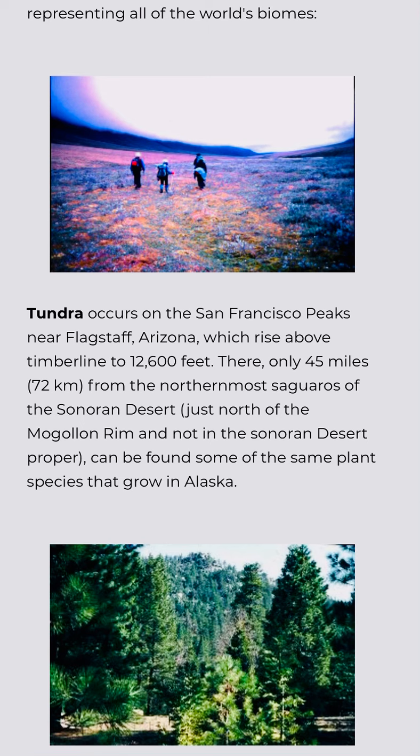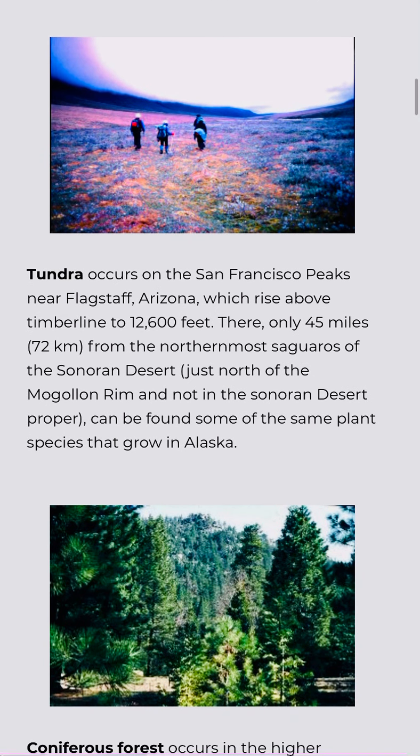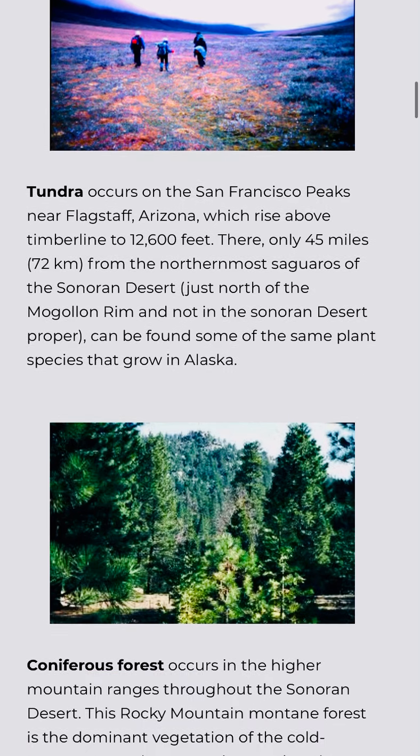Tundra occurs on the San Francisco Peaks near Flagstaff, Arizona, which rise above timberline to 12,600 feet. They are only 45 miles from the northernmost saguaros of the Sonoran Desert. Tundra can be found in some of the same plant species that grow in Alaska.